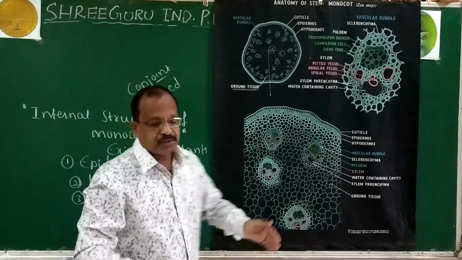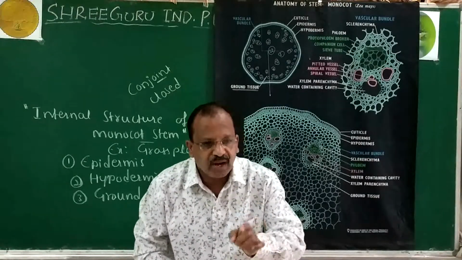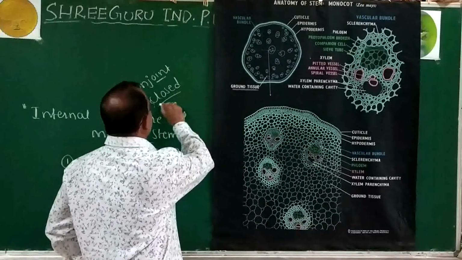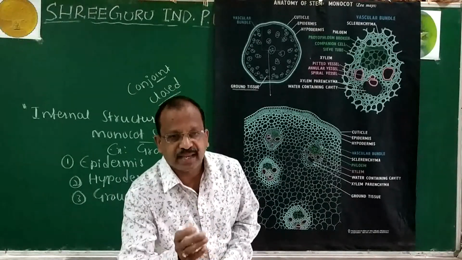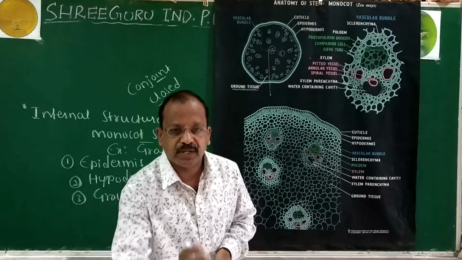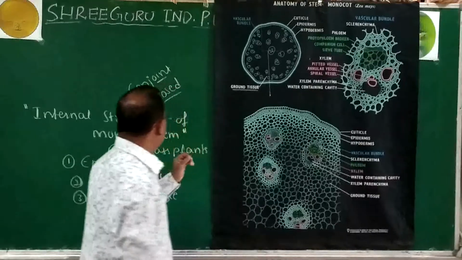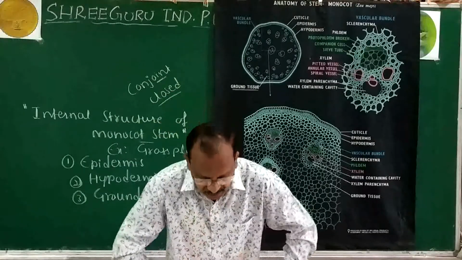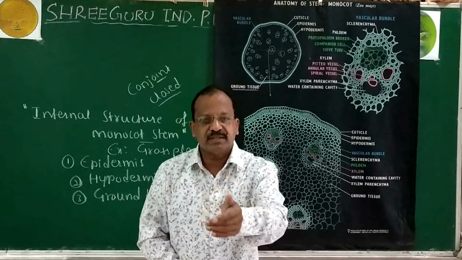Conjoint means xylem and phloem will lie on the same radius. Closed means cambium is absent. When cambium is absent, there is no chance for secondary growth. Previously, we have come across that cambium plays a significant role in secondary growth. So, in case of monocot, secondary growth is absent.